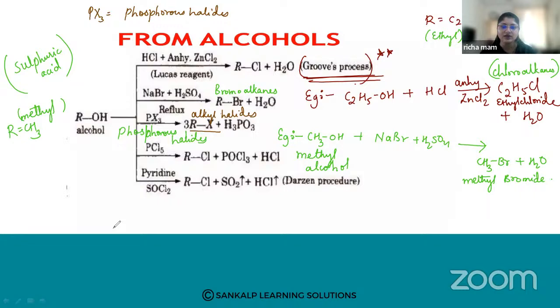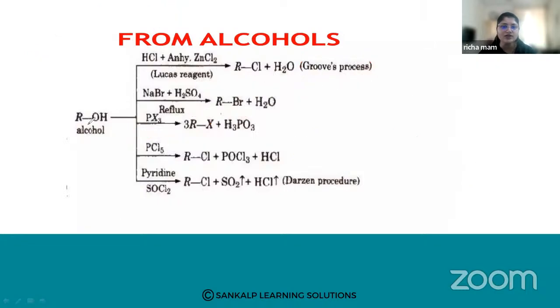Let me clear all this. Then we will start with alcohols treated with phosphorus trihalide. This is phosphorus trihalide because there are three halogens, PX3. Your halogen X can be bromine, or chlorine, or you can take iodine also, but I'll take bromine.